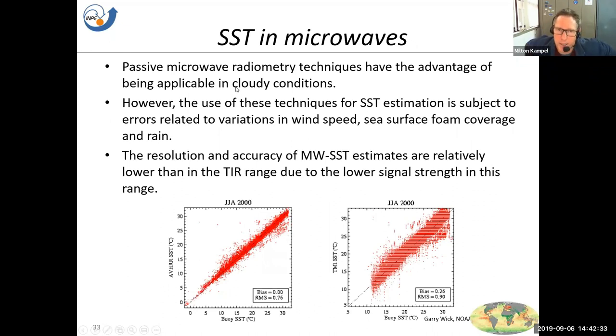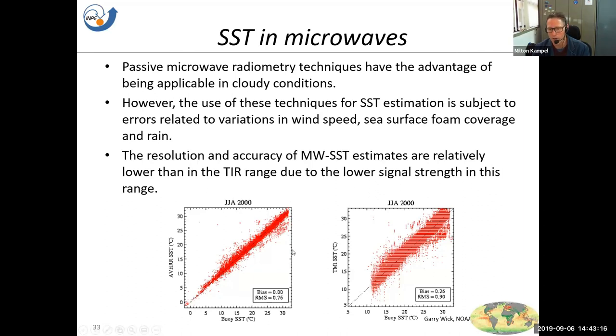Now going to sea surface temperature in the passive microwaves is very similar to what you have seen for the thermal infrared, although for longer wavelengths. So the advantage here of using this kind of wavelengths is that clouds are almost transparent. So we can see through the clouds. However, it's subject to errors related to variations in wind speed, sea surface foam coverage, and rain. And also, the resolution and accuracy of sea surface temperature estimates using those wavelengths are relatively lower than in the thermal infrared range due to lower signal strength in this range. If you take Planck's law, you can easily see that.